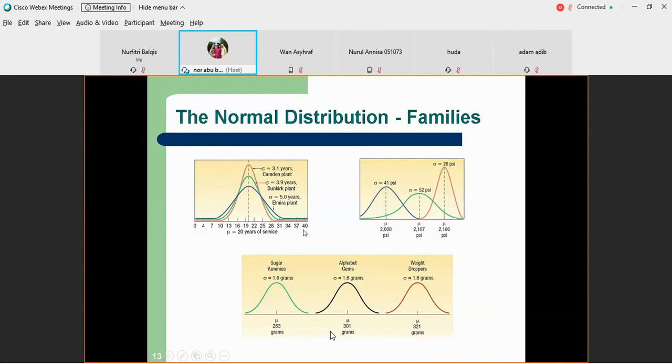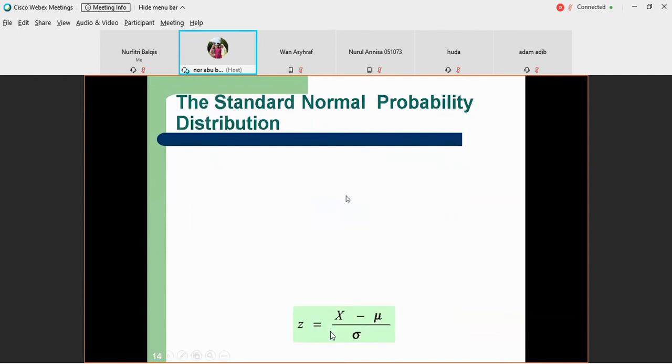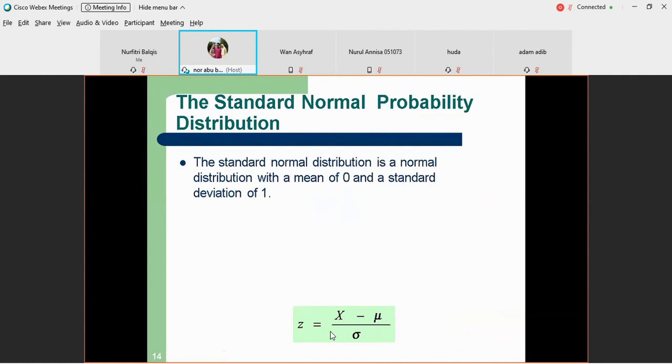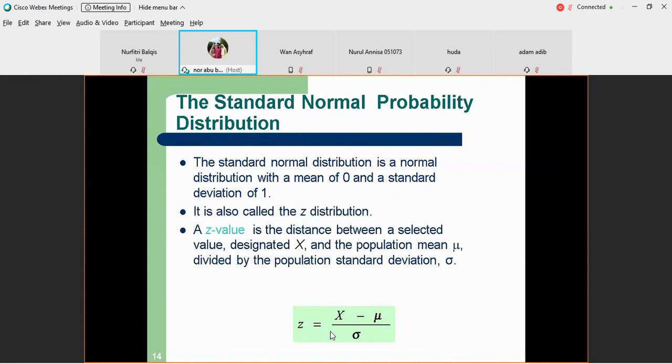Your data goes left to right, from here to here. But this is a larger spread of 5 years. This one is a lower spread of 3.1 years. So it will affect the shape of this bell. And in order for you to find the probability of something happening, you're going to use something called the standard normal probability distribution. And in using it, you're going to find what is a Z value.